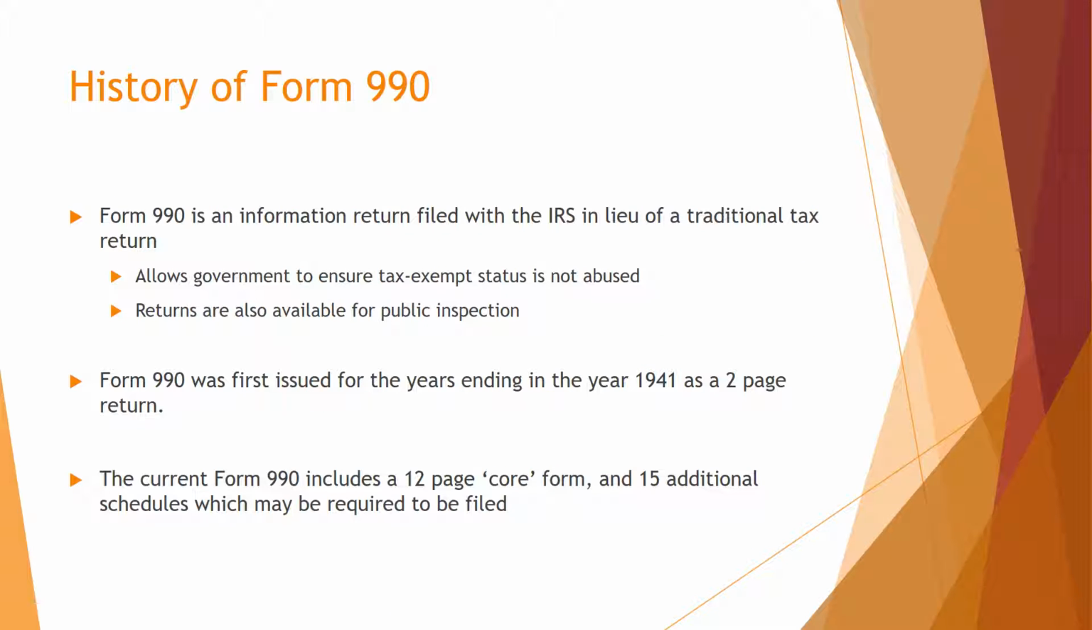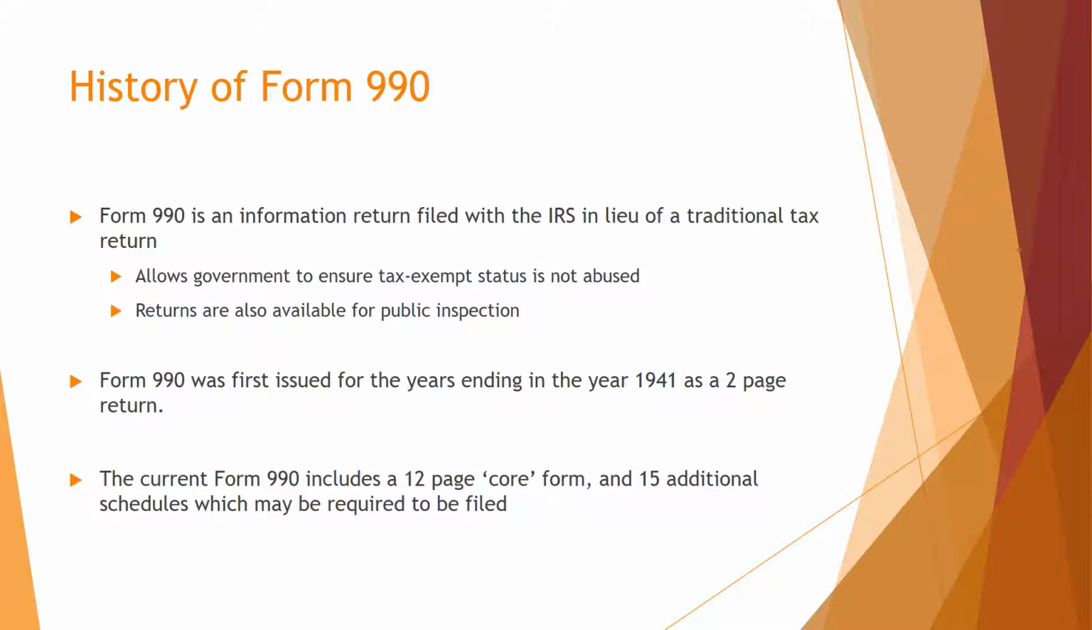IRS Form 990 is an information return which is filed with the IRS by not-for-profit organizations instead of a traditional tax return. And it serves two purposes primarily. One is that it allows the government to oversee nonprofit organizations and ensure that they aren't abusing their tax-exempt status. And then it makes the returns and information about not-for-profit organizations available for the public, because Form 990, unlike some other tax returns, is available for public inspection with very limited exceptions.